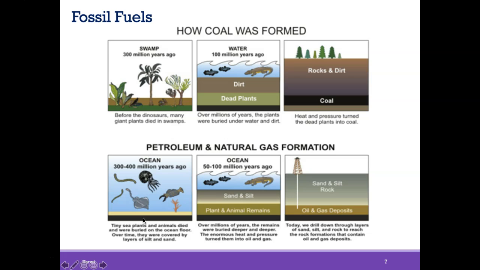So really short, hundreds of millions of years ago, this is before the dinosaurs, there were many giant plants that died in swamps. And again, these plants are made up of cells, which are made up of biomolecules. A lot of them contain energy in them. Right? Remember that all these structures have energy. But over millions of years, they were buried under a lot of water and dirt. And a lot of that heat and pressure turned all of the dead plants into coal.